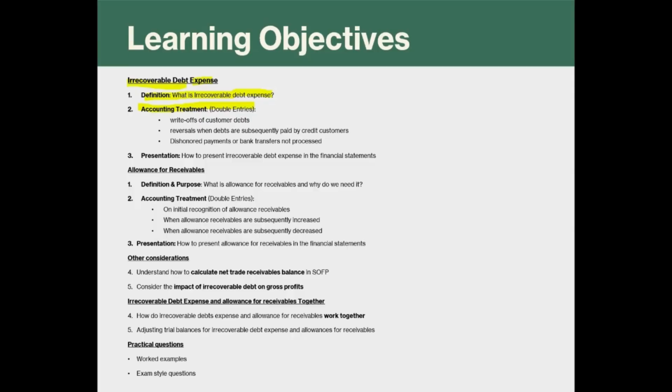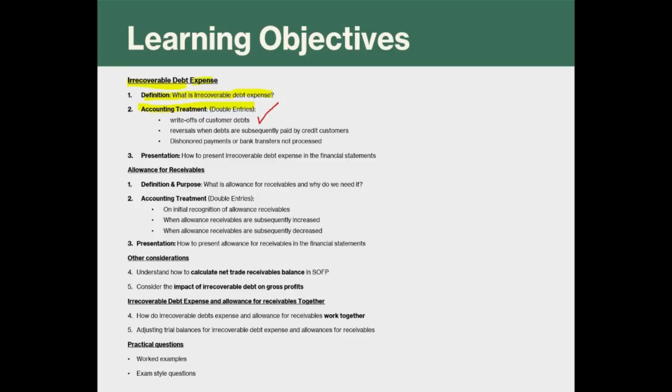The first category is write-offs of customer debt. This occurs when a business determines that a customer's outstanding balance is no longer recoverable, often due to default or insolvency. This is the most common type of adjustment you will encounter in your exam, so it is essential to practice these questions to secure strong marks.